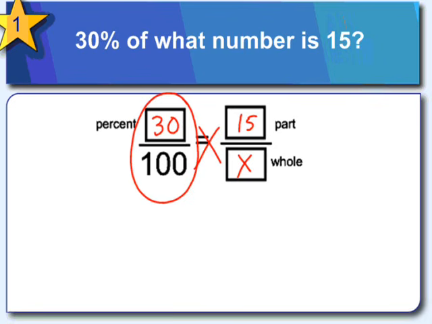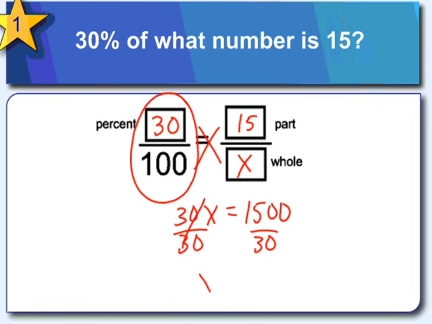So 30 times x is 30x. 15 times 100 is 1500. Now I have a nice easy one-step equation. And 1500 divided by 30 would be 50. So our missing number is 50. So 30% of what number is 15? 30% of 50 is 15.